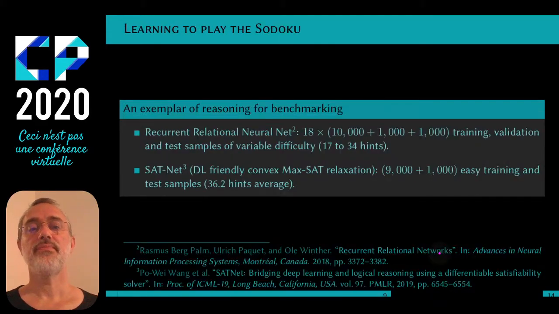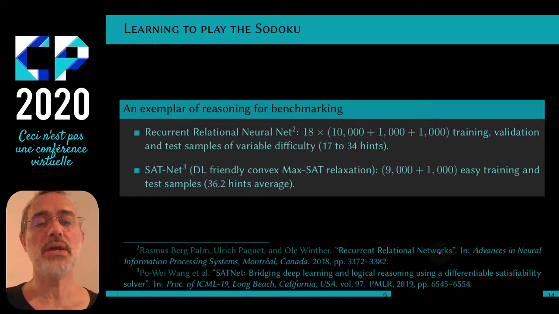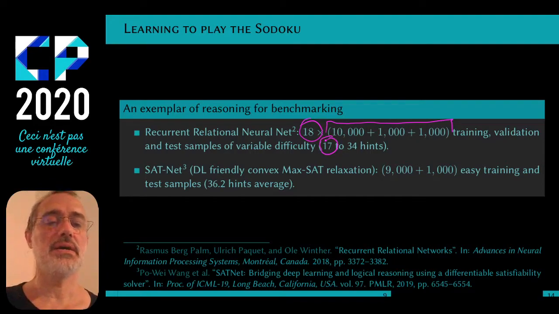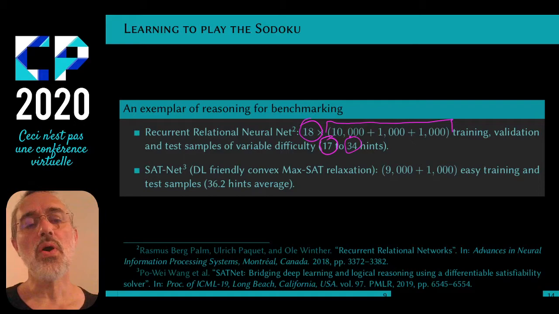And you learn constraints. We apply this first on the Sudoku problem because it's a very well-known problem in CP, but also because it has been used as a benchmark by two recent neural net-friendly approaches. The first one is RRN, so recurrent relational neural net, with a very nice training, validation, and testing set. It's a large one, and it's split into 18 slices of decreasing difficulty. Problems with only 17 pre-assigned cells, or ints, in the grid are very hard for human beings to solve, up to 34 pre-assigned cells, which define simpler problems.